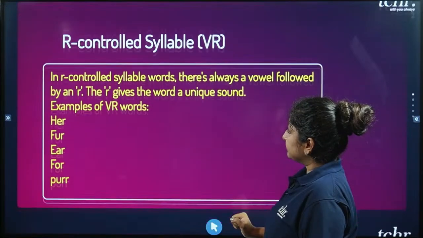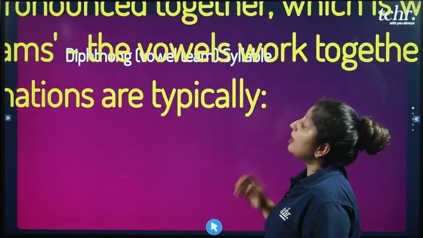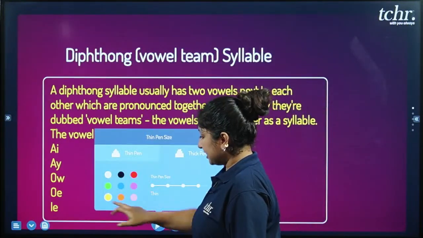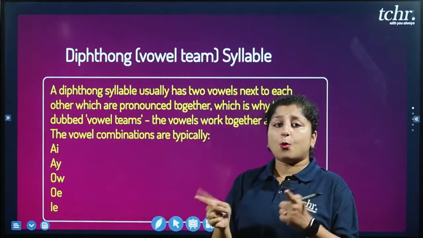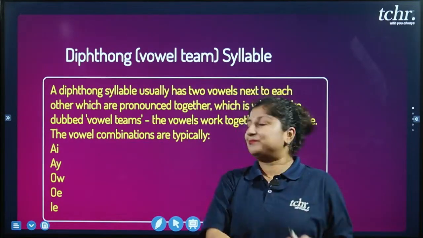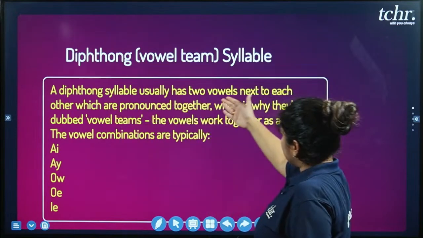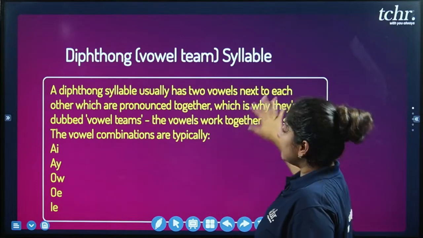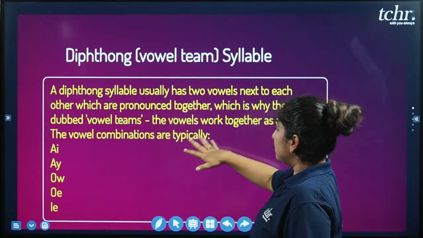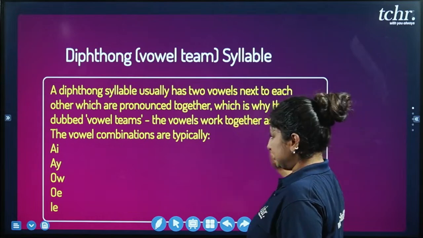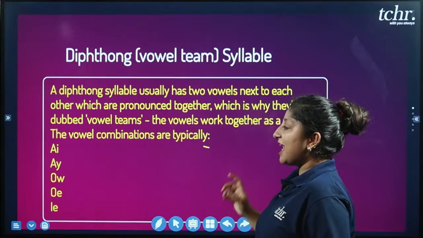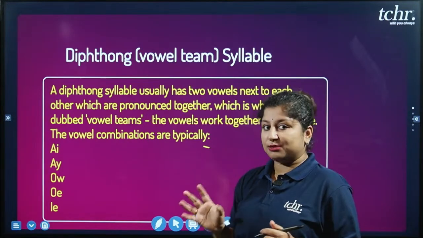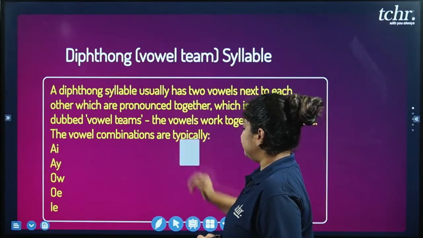Next, what else do we have? We have the diphthong vowel team ಅಂತ ಕರಿತೀವಿ ಇದನ್ನ. ಯಾಕೆ ಅಂತ ಹೇಳಿದ್ರೆ, two vowels come together. It usually has two vowels next to each other which are pronounced together, which is why they're dubbed vowel team. The vowels work together as a syllable. The vowel combinations are typically ai, ay, ow, oi, like that. So they work together.